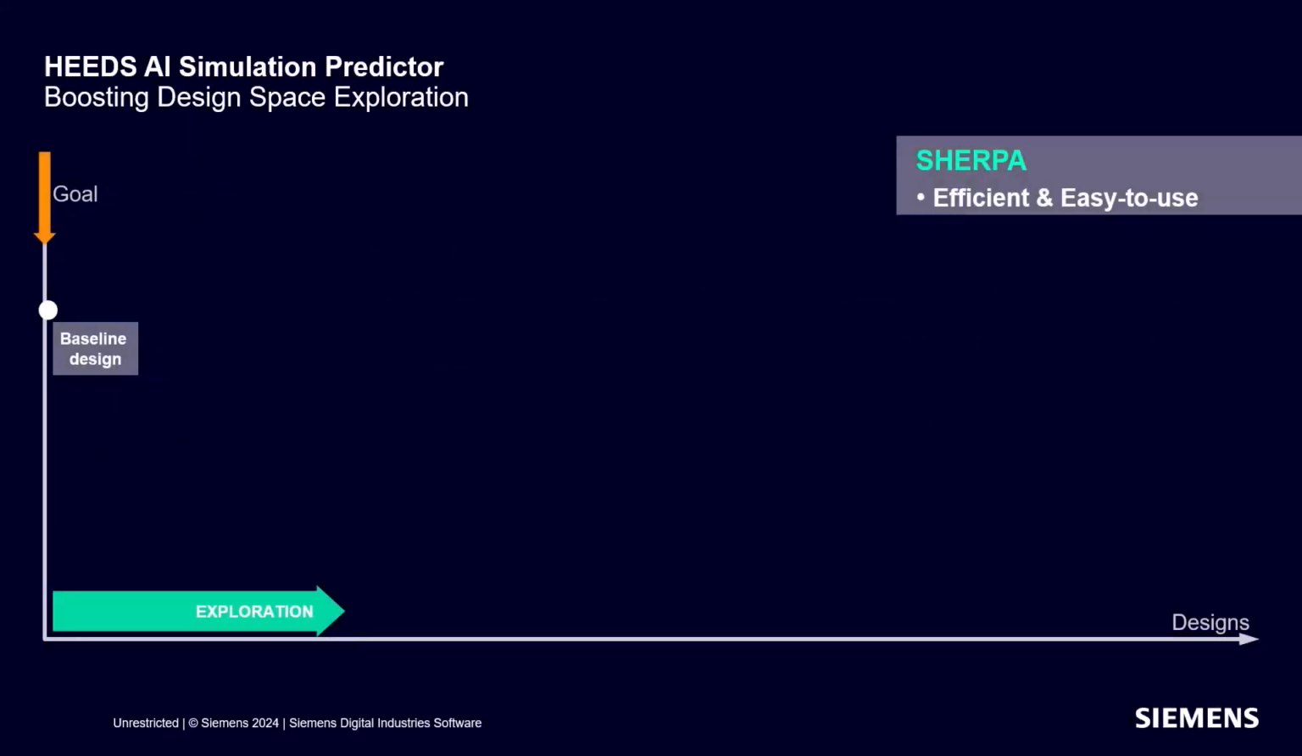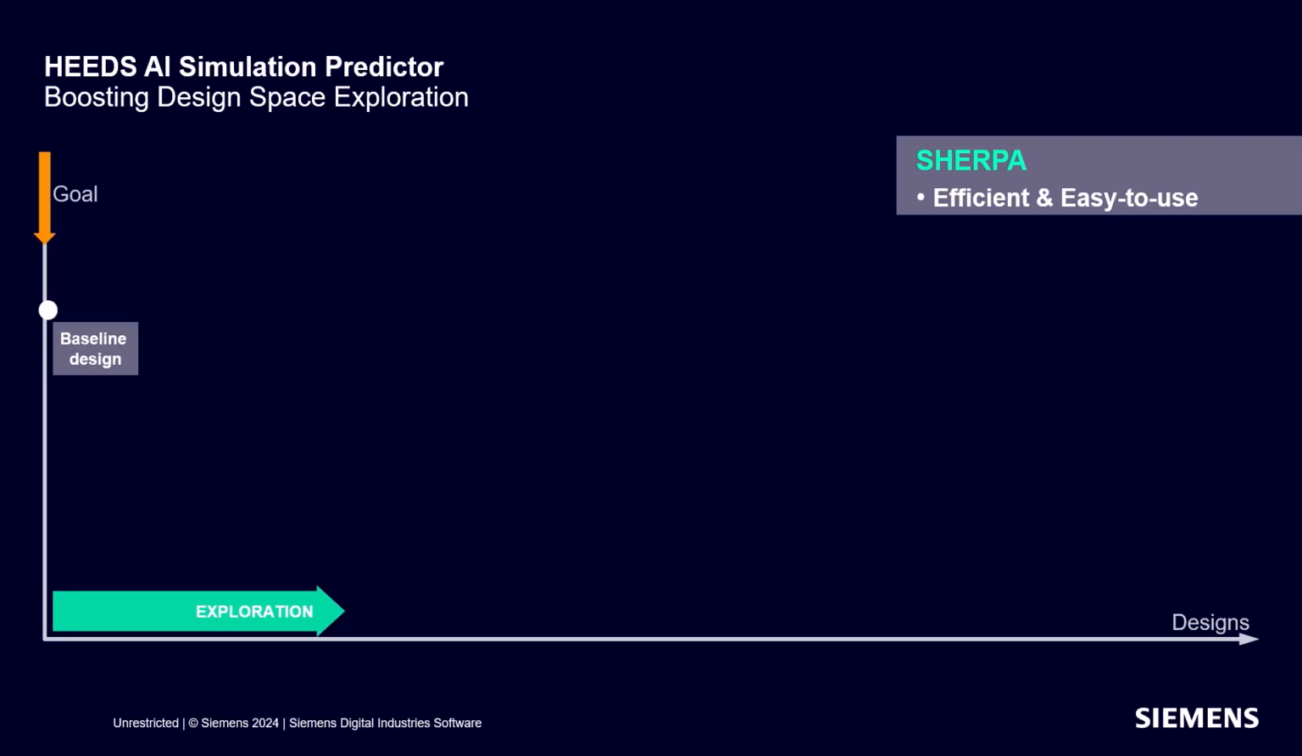Returning to the graphic used earlier to help describe how Sherpa works, we'll use a similar approach to describe how HEEDS AI Simulation Predictor works. The first thing to note is that Sherpa is still the underlying search technique, making the decision as to what design points to evaluate next. So the exact same Sherpa search framework is deployed here. The AI techniques about to be introduced are an overlay on top of Sherpa, as we'll see.